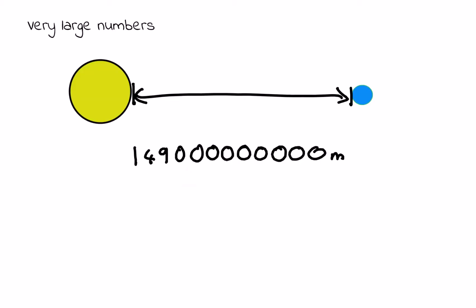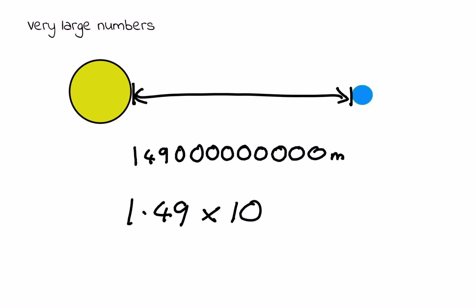So using this notation is really useful for writing out very large numbers. In this instance, we've got the distance between the Earth and the Sun, which is 149,000,000,000,000 meters. Well, that's quite a lot to write out, but I could write this in standard form. To do this, I would write out a number between 1 and 10. In this case, I would go with 1.49, and now I need to multiply this by a power of 10.